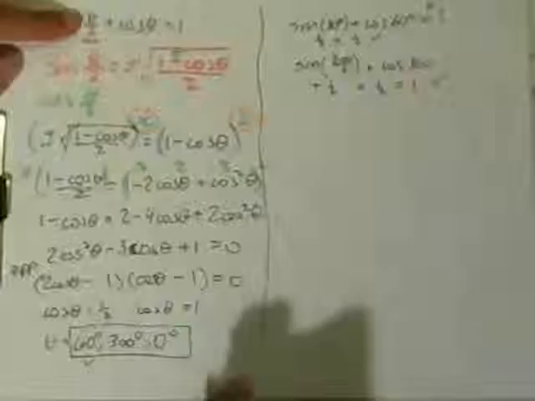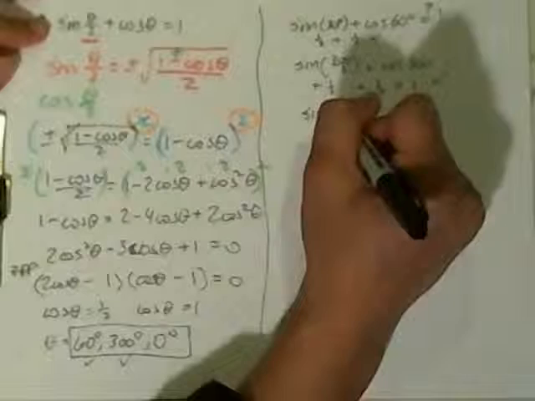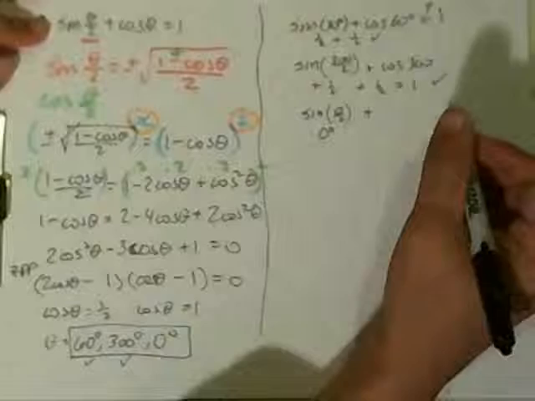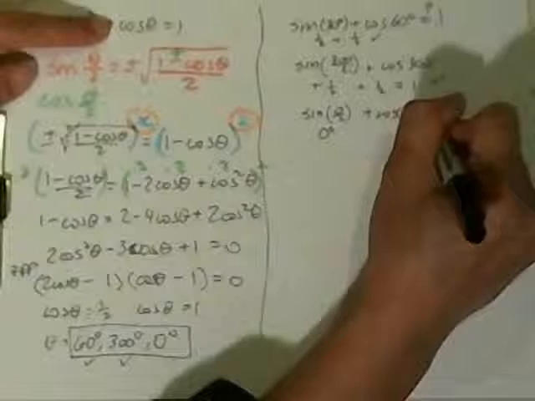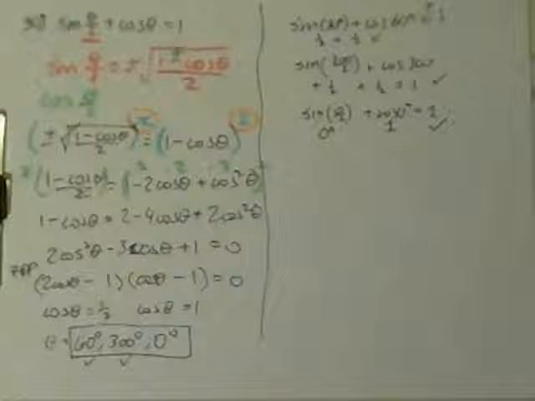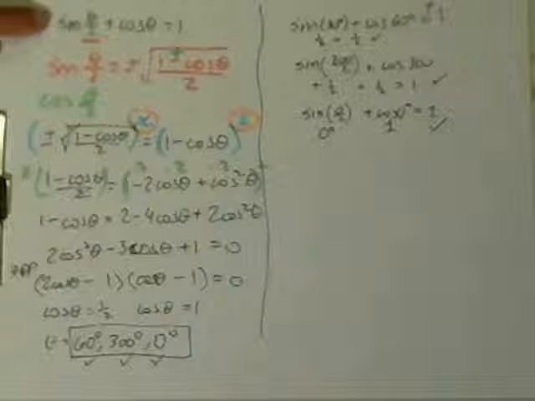Sine of 0 over 2 is 0, sine of 0 is 0, plus cosine of 0 degrees, that's equal to 1. Cosine of 0 is 1, 1 equals 1. All three checked out. Usually that's not the case, but in this case, all three did check out, we're good to go. I'm just going to make sure on this.